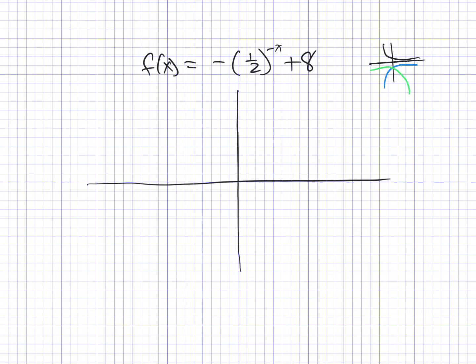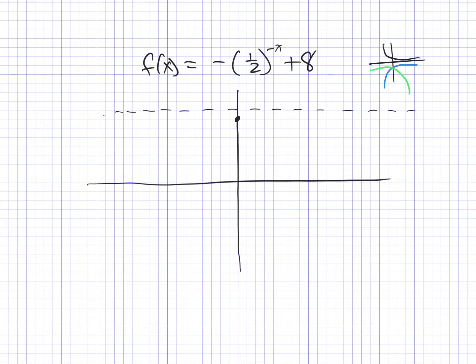You can barely see it on the screen there, so it's the green function. And the 8 shifts it up 8 units. So your asymptote is at 8. And it's not stretching anything, so your main point is still 1 unit away from your asymptote.